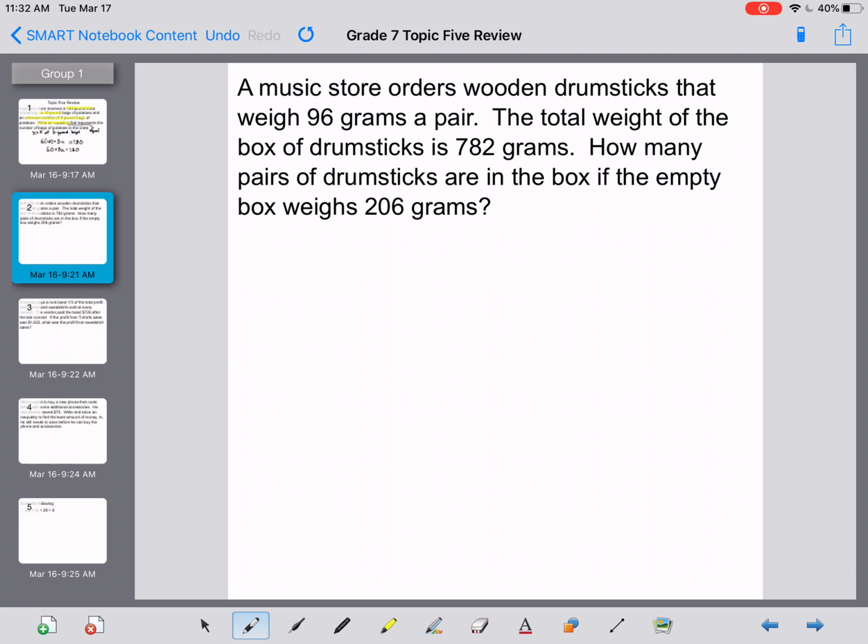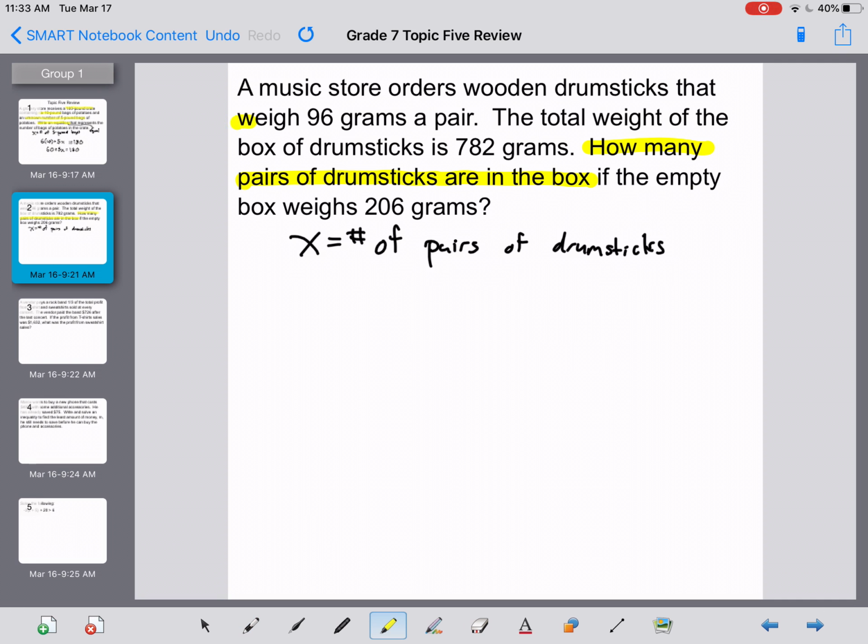So for this problem, I'm going to identify my variable to start. I'm going to use x again. I look to see what the problem's asking me for. The problem says how many pairs of drumsticks are in the box. So that's what my x is going to be. x equals the number of pairs of drumsticks. Now I'm just going to use my information to write out an equation and solve it.